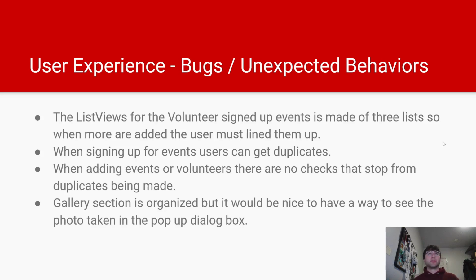So for some user experience, of course, you're going to see a clip of how it's used probably after this part. But for some things to be aware of, some bugs and unexpected behaviors: the list views for the volunteer sign up events are made out of three lists. So the problem with that is when a certain amount are added, then you have to line them up. If I could go back, I would probably change that now. But it is a thing to realize, and probably unexpected for a user.